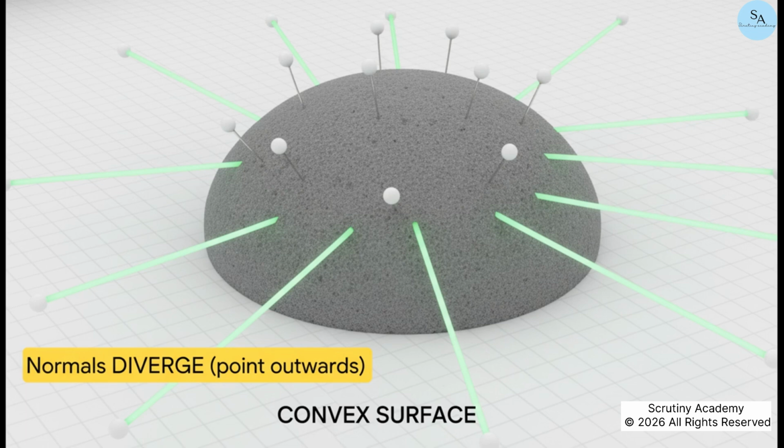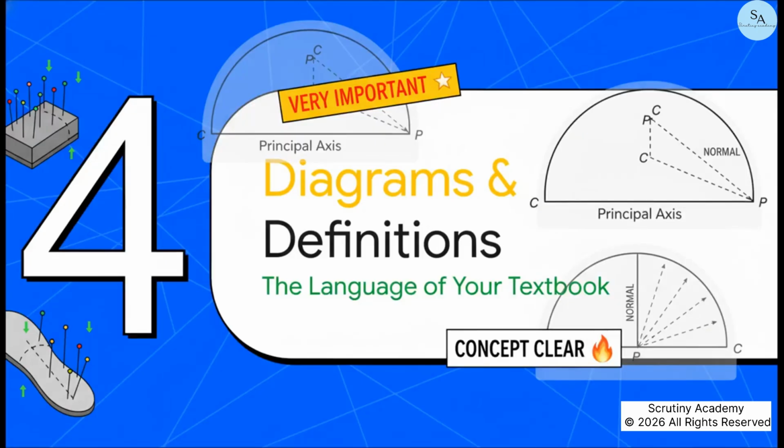They spread out, or as we say in physics, they diverge. So here's the crucial takeaway. We can now take this really simple idea of foam and pins and apply it directly to those ray diagrams you see in your textbook and exams. Let's connect this to the official terms you need to know.